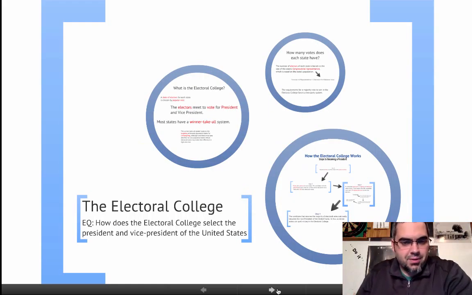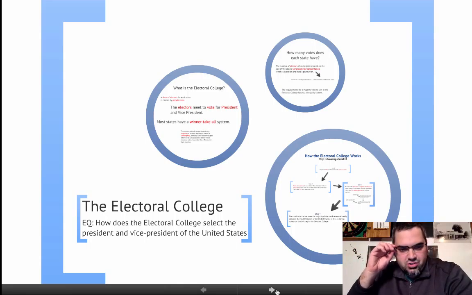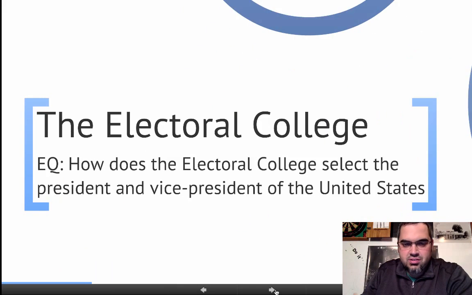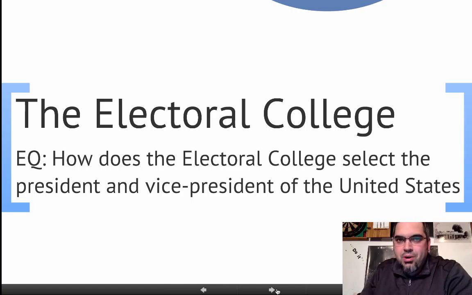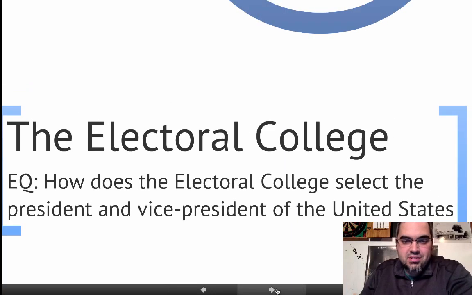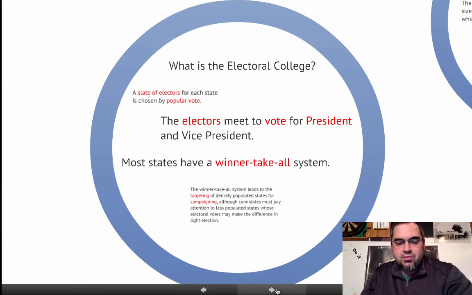Alright, so today we're going to be talking about the Electoral College. And our essential question is, how does the Electoral College select the President and the Vice President of the United States? That may seem a little strange. Don't the people elect the President? Well, no. The people do not elect the President. We vote for who we would like the Electoral College to elect, but it's an indirect election.